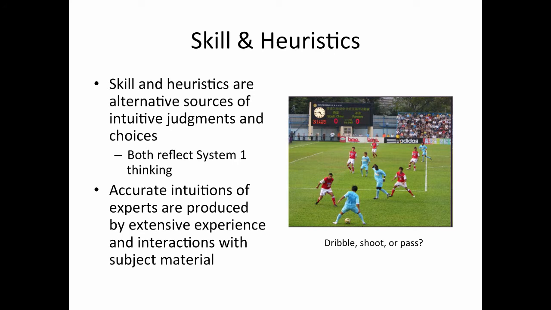Let me also emphasize that there is an intimate connection between experience and intuition. Intuition comes from somewhere. As Kahneman points out, skill and heuristics are alternative sources of intuitive judgments and choices. Both reflect System 1 thinking. The soccer player, for example, over time gets to read situations very quickly and knows: is this the best opportunity to dribble, shoot, or pass? They don't carefully cycle through and weigh alternatives. They respond intuitively and spontaneously based on experience.